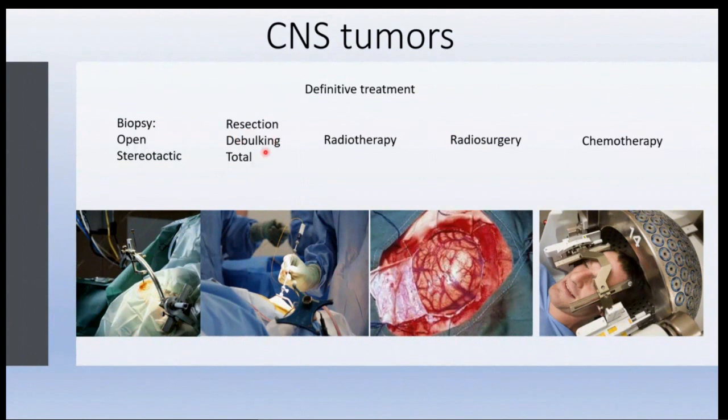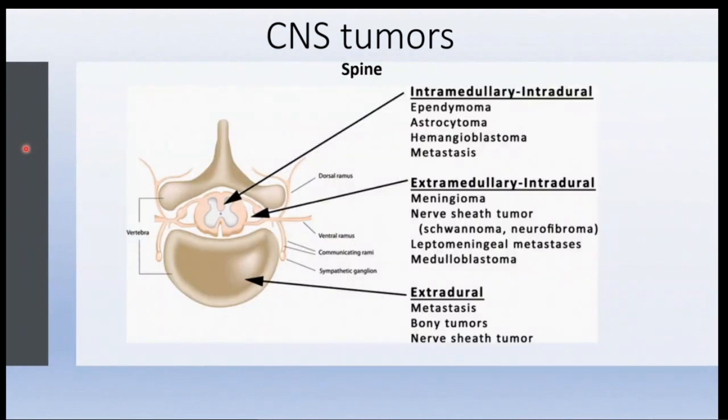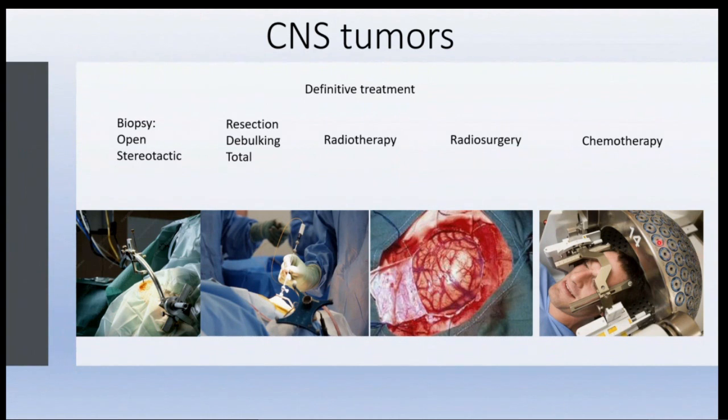Then we have the resection option for these tumors, and it is either debulking, so we just reduce the size of the tumor, or we aim for total resection depending on the factors we've just discussed. We have conventional radiotherapy, and then we have the radiosurgery, which is this image here, where the patient is fixed in this frame, and there are 201 sources. Each one of these is called a source, and the beam of radiotherapy will go through each one of these.